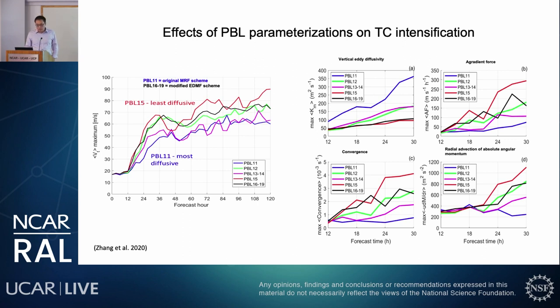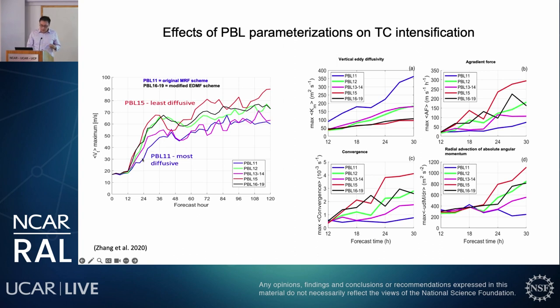But I want to understand how and why, if I only change this boundary layer scheme, what would it do? So I ran some idealized simulations, everything the same, initial condition and boundary condition the same, but the only change is the PBL scheme, using the PBL scheme of that year. And I looked at the structure and intensification problem.